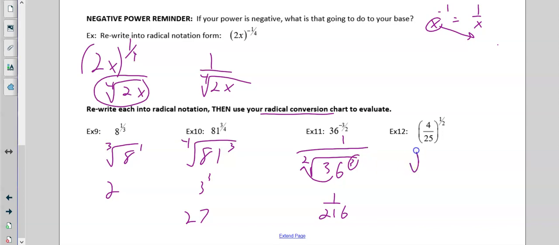Now this one, there's two ways of writing this. You can do it this way, or you can do it separately. Doesn't really matter. It's the same thing. These are equivalent. But basically, it's the square root. So it's the square root of 4, which is 2, over the square root of 25, which is 5, and that's it.